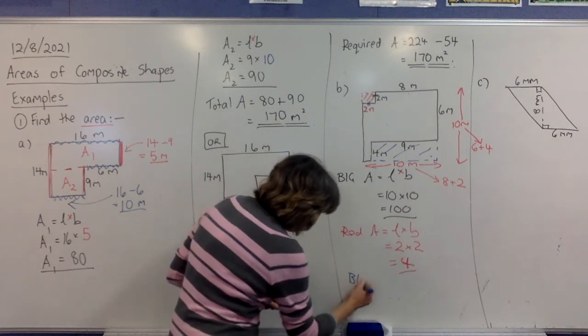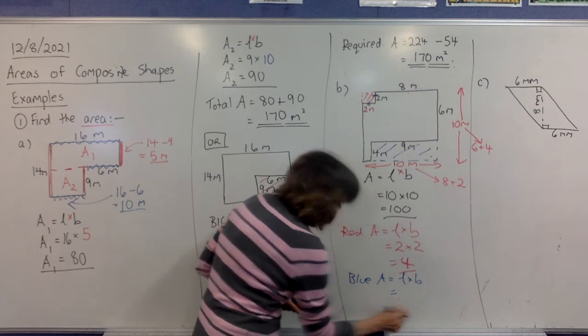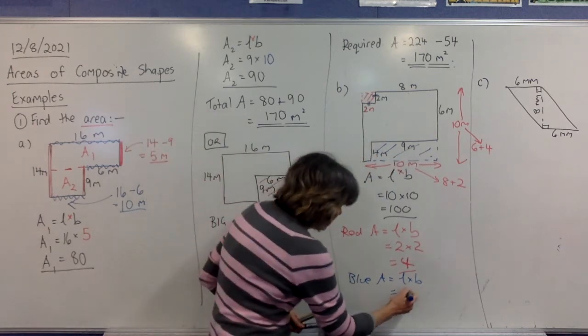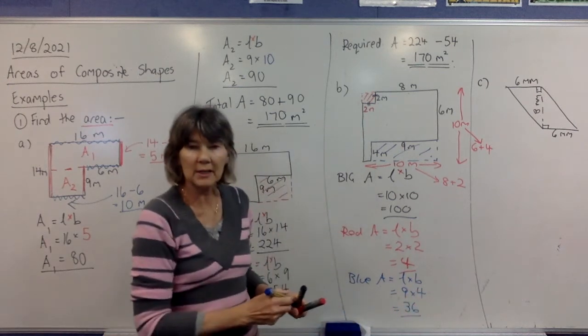So the blue area, the length is 9, the breadth is 4, so that's all given to you, which is easy. And your calculator will give you 36.